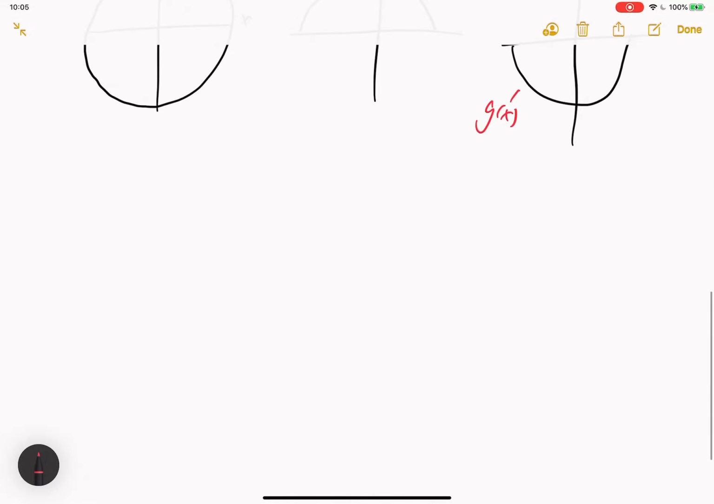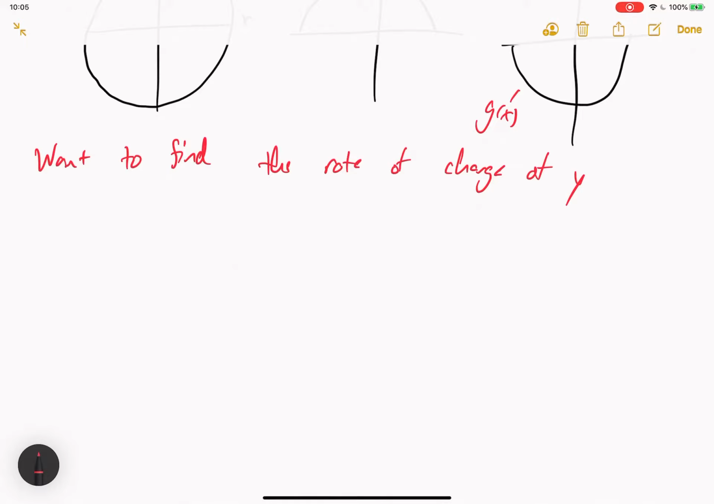So if you remember what we normally do with y with respect to x, we typically want to find the rate of change of y with respect to x. So typically, what this means is we find the derivative.